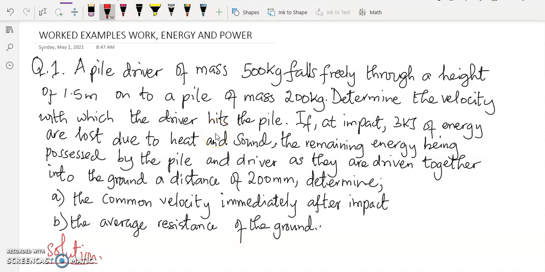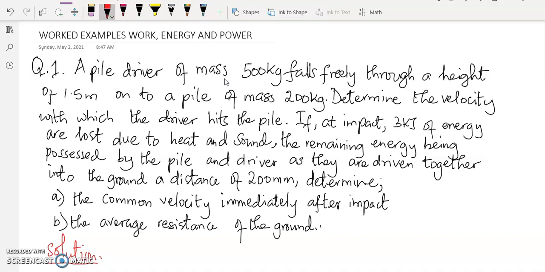So let's look at this question. It is on work, energy, and power. So I'll read it through. A pile driver of mass 500 kilograms falls freely through a height of 1.5 meters onto a pile of mass 200 kilograms.